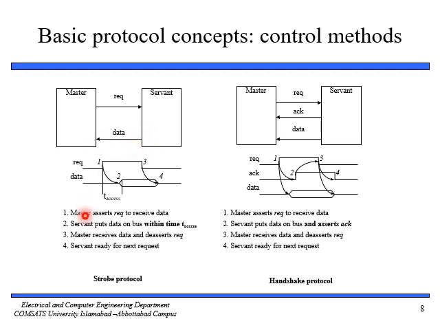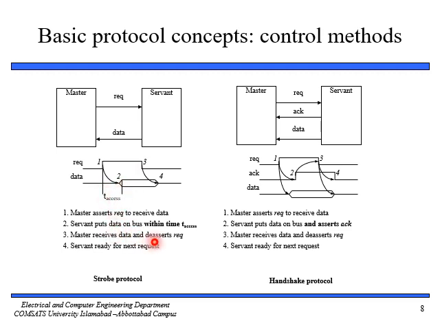So here are a few steps, and after these steps I'm going to explain this timing diagram. Master asserts request to receive data. Assert means signal high. So the request is asserted. This is 1. Now, what does the servant do? Servant puts data on the data bus within the time T axis, from here to 2.